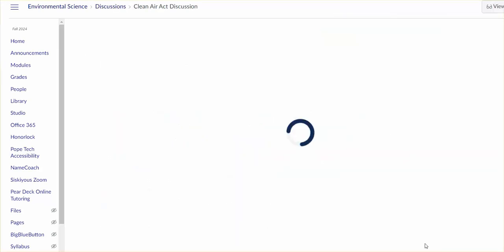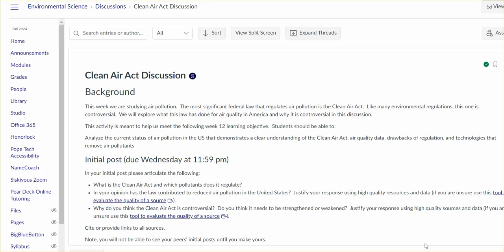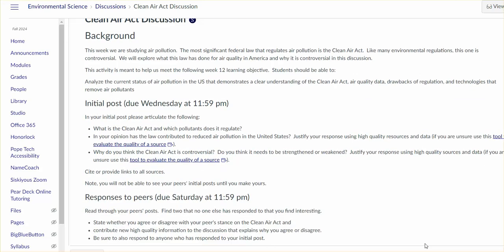Our class discussion this week is about that really important piece of environmental legislation in the U.S., the Clean Air Act. I want to make sure you know what the Clean Air Act is and which specific pollutants it regulates. And then I want to hear your opinion about it. Has this law been useful at reducing air pollution in the United States? As always, I want you to justify your opinion with high quality sources of information.